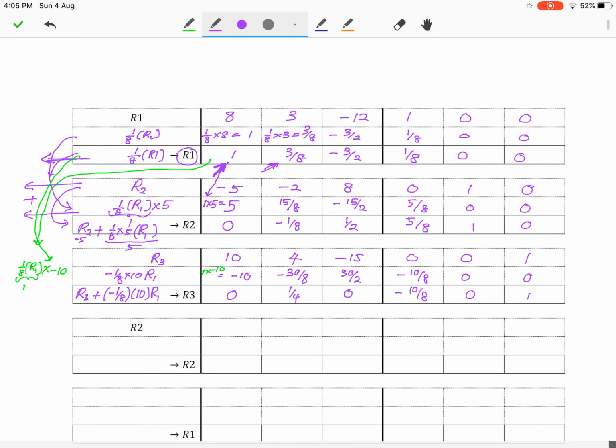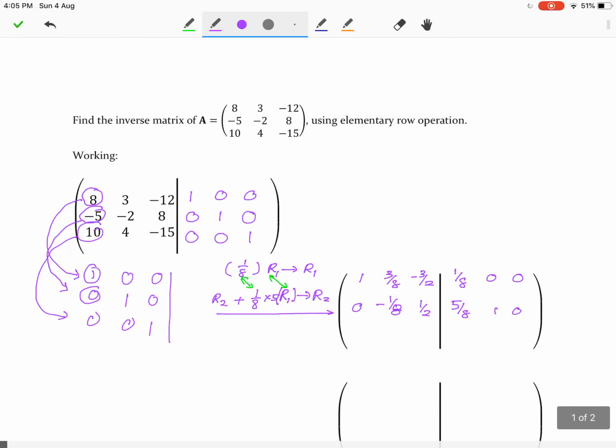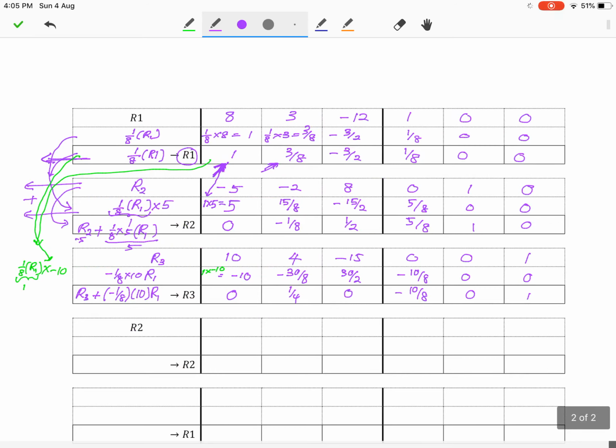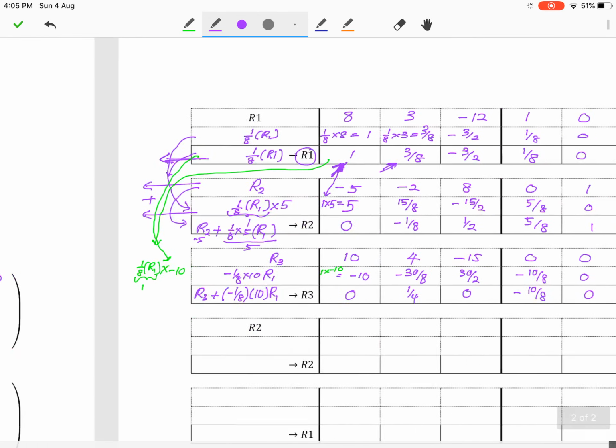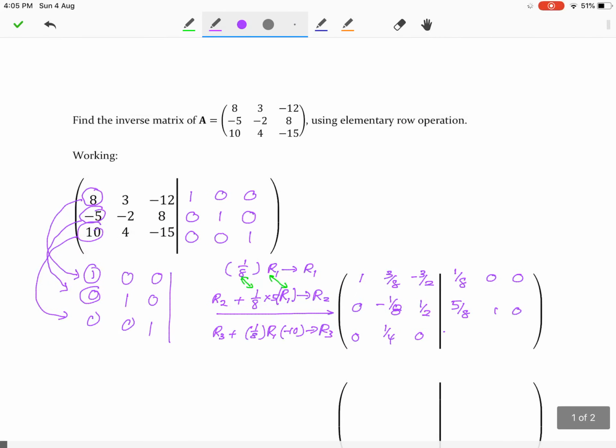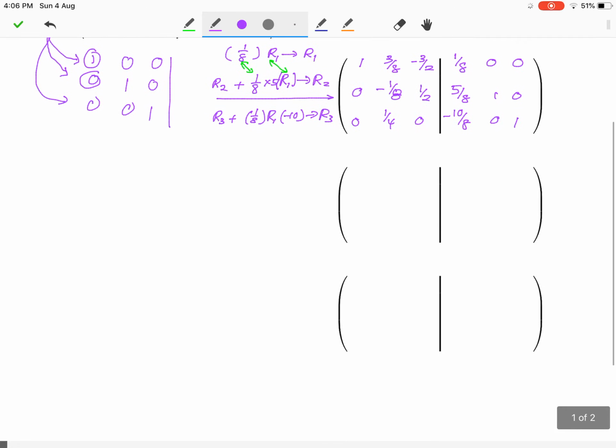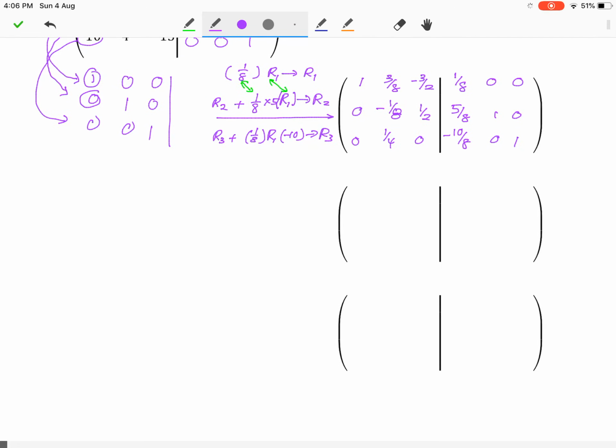So let's copy down that operation. So R3 plus 1 over 8 times R1 times negative 10 become the R3, which gives you the result of 0, 1 over 4, 0, negative 10 over 8, 0 here, and 1. Okay, so now let's do the second part of the next iteration.